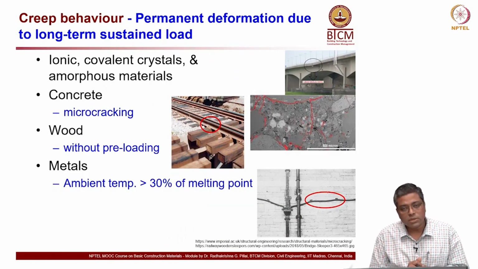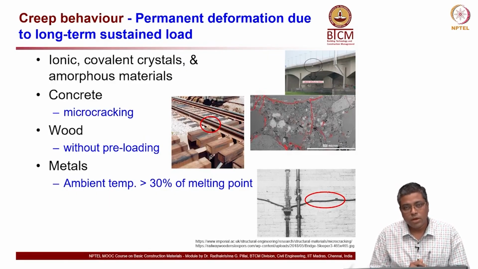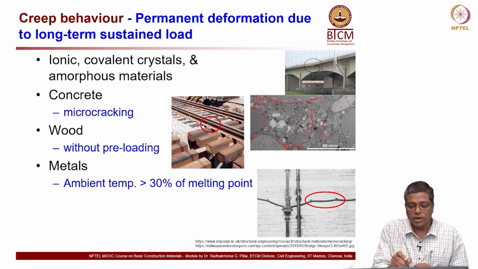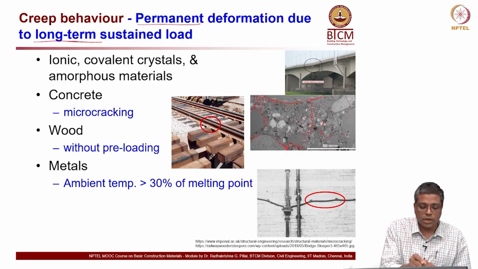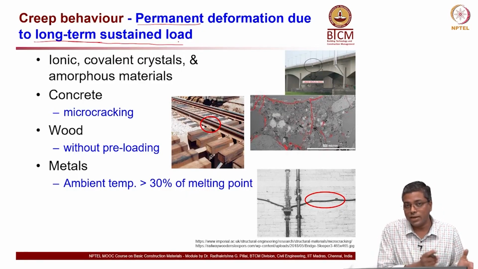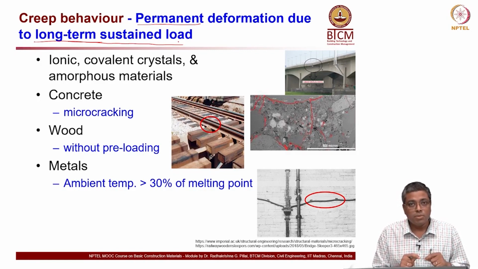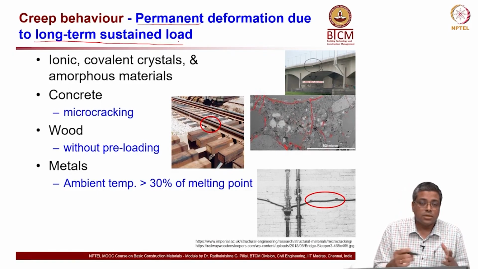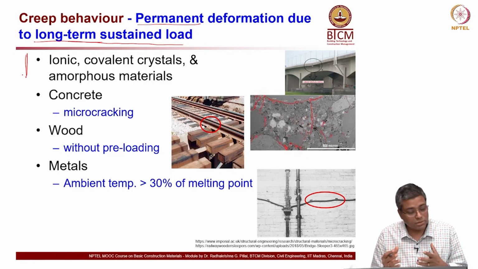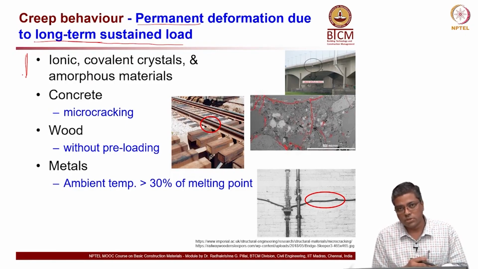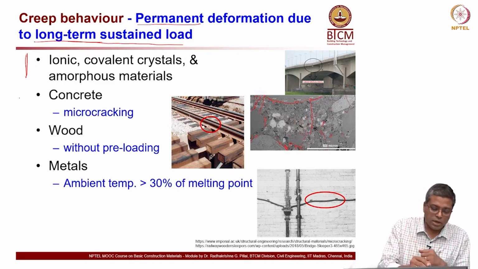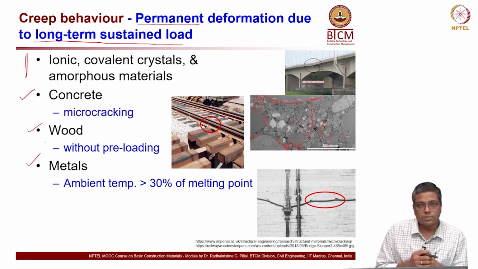Now, another behavior which is important here is creep. Here also we are talking about permanent deformation, but this is mainly due to long-term sustained load, not short-term load like in the case which we just discussed in the previous slide, which is viscous behavior. Here, permanent deformation and long-term sustained load. Now, where does this typically happen? In materials where you will see ionic, covalent and such bonds, and also amorphous materials. Examples are here: concrete, wood and metals.